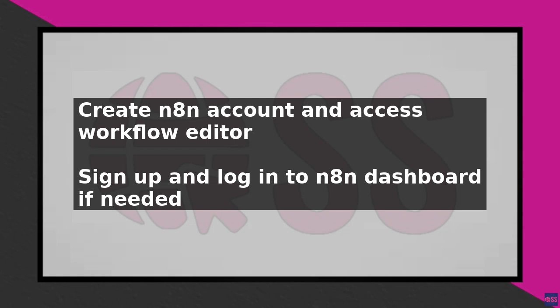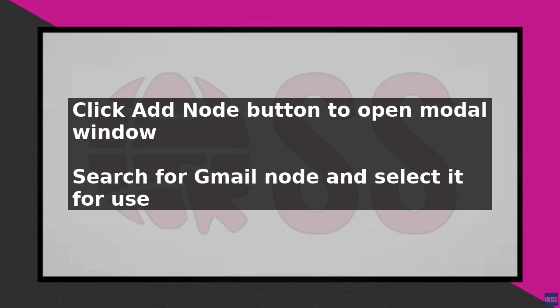To start, click on the Add Node button in the top right corner of the workflow editor. This will open a modal window with a list of available nodes. Search for the Gmail node and select it. Next, you need to authenticate your Gmail account with N8N. Click on the Authenticate button and follow the prompts to grant N8N access to your Gmail account.